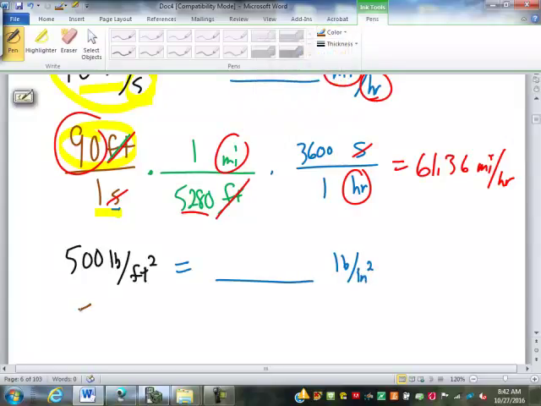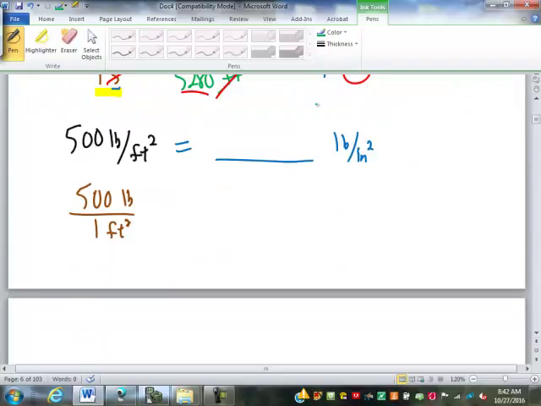So I'm going to take this 500 pounds over 1 square foot. Remember, the bottom unit goes on the bottom, and 1 is the number with it. Do I have to change the pounds? No. I only have to change the square feet. Where am I going to put square feet in the conversion factor? Has to go on top. It's on bottom here, so it has to go on top so it'll cancel.